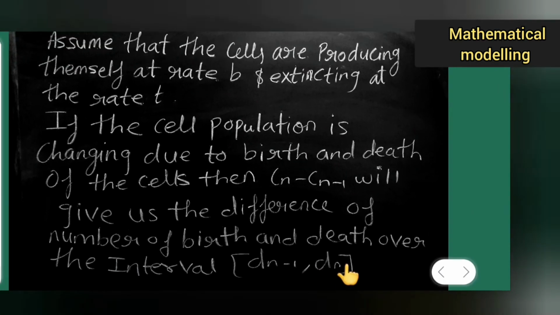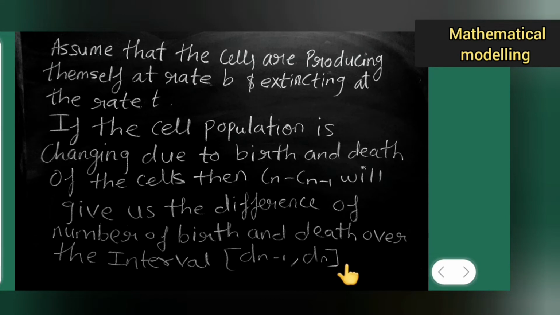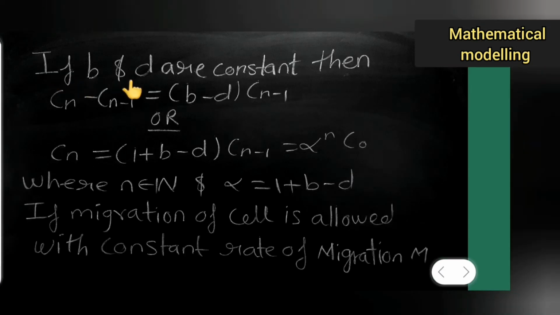I hope you all can see this clearly. Next is continuation only. B and D are constant, where B is the birth and D is the death. Suppose these two are constant, then Cn minus 1 is equal to B minus D into Cn minus 1, or Cn is equal to, if I take this Cn minus 1 to the other side, 1 plus B minus D. If I multiply this, I will get Cn minus 1 plus B minus D, which is equal to alpha raised to power of n into C naught. Now what is alpha? Alpha I have taken to be 1 plus B minus D.